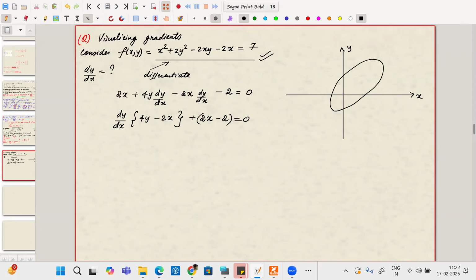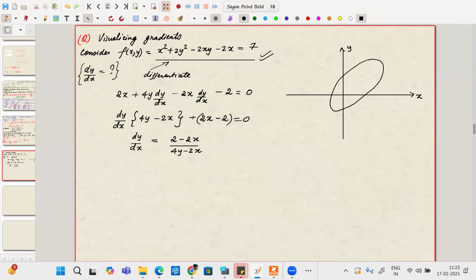See, our aim is, given this equation, we have to find what is dy by dx. To find dy by dx, we have to take the derivative with respect to x on both sides. If you take the derivative of x square, you are getting 2x. 2y square, what are you getting? 4y dy by dx. So the same thing you are getting here. And through this, we are computing what is dy by dx. Dy by dx equals 2 minus 2x divided by 4y minus 2x, right?